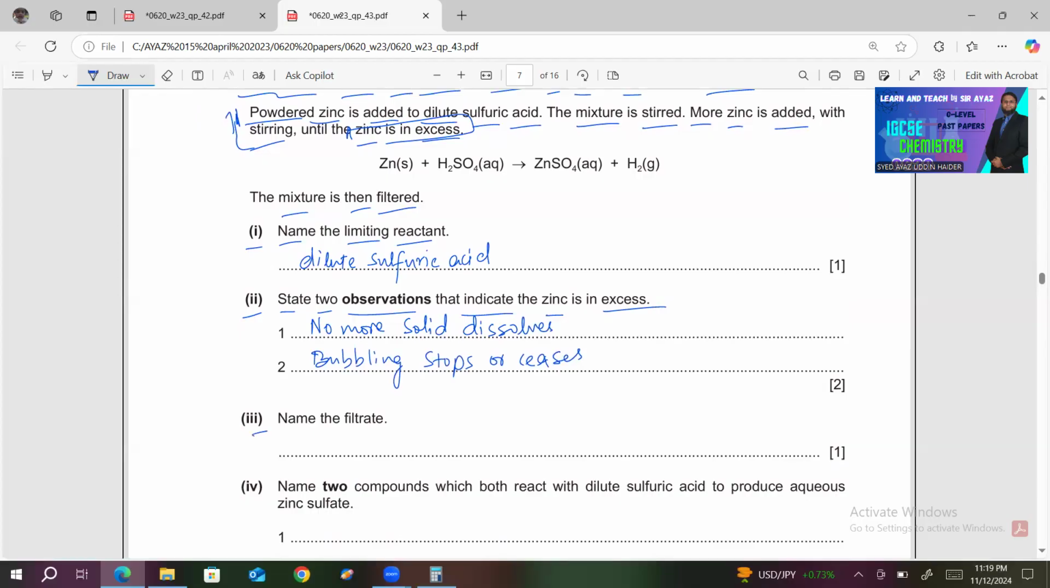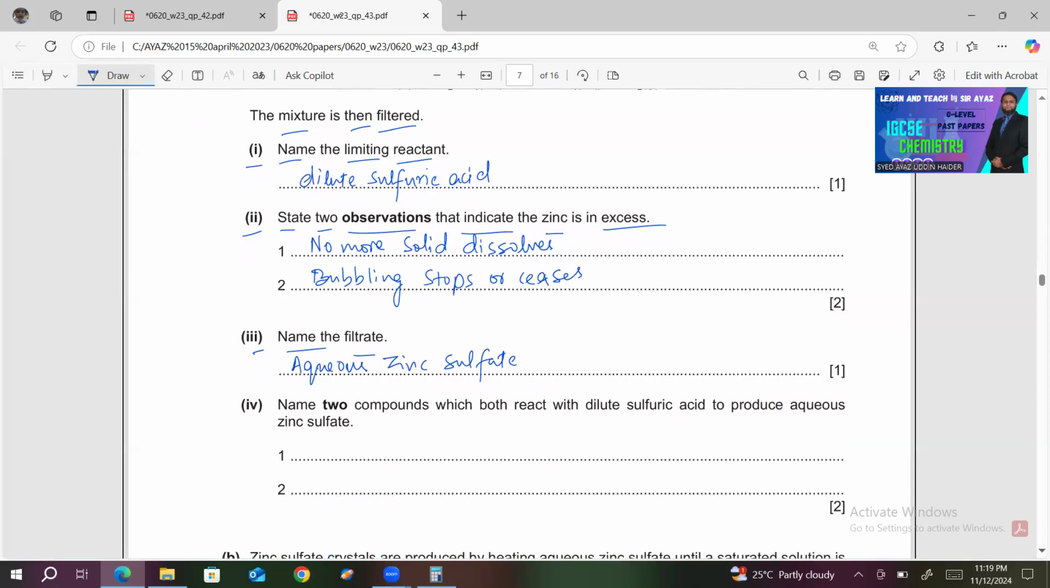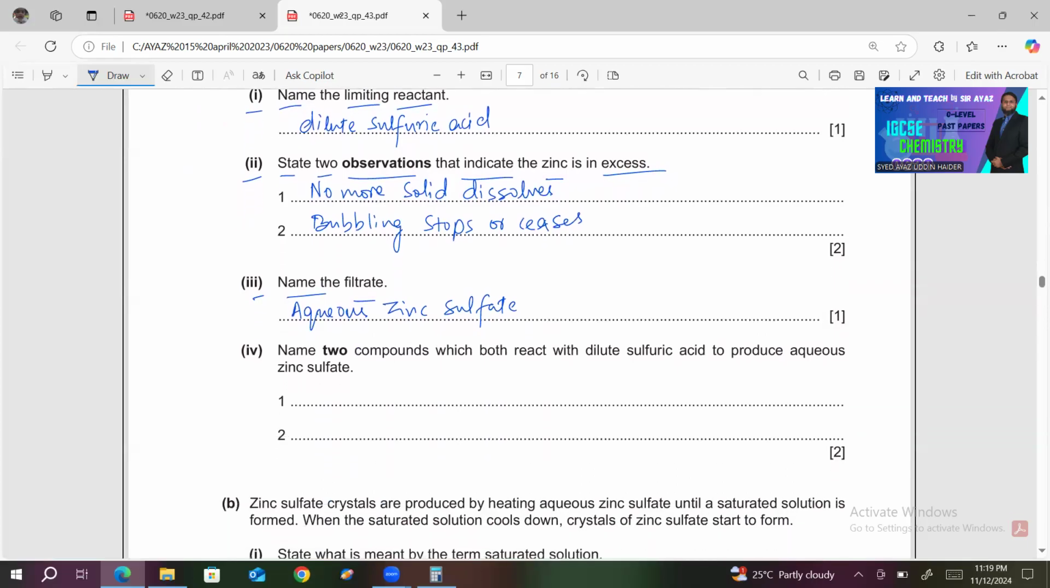Number 3, name the filtrate. Filtrate must be the aqueous solution of zinc sulfate. You write aqueous zinc sulfate. Because filtrate is the one which passes through the filter paper and it contains a soluble salt.